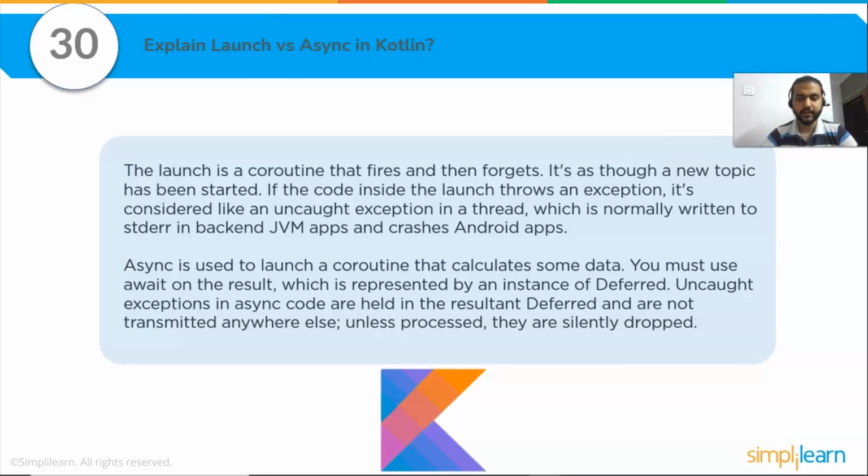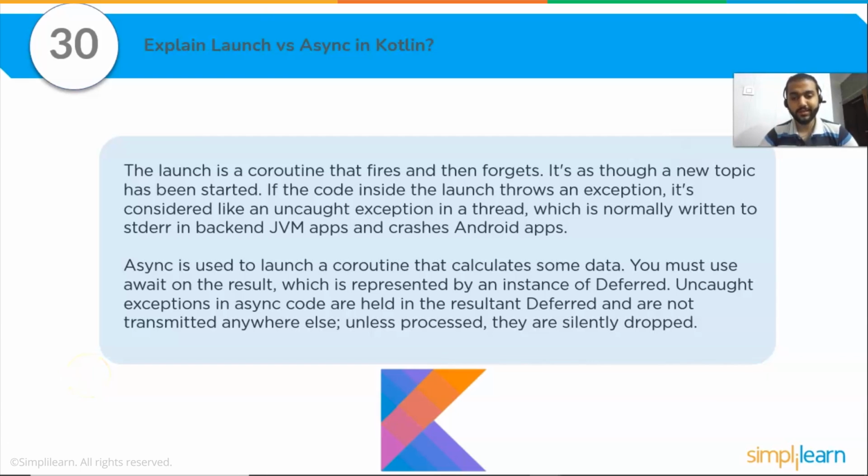Now on the other hand, async. Async is used to launch a coroutine that calculates some data. You must use await on the result, which is represented by an instance of Deferred. Uncaught exceptions in async code are held in the resultant Deferred and are not transmitted anywhere else. Unless processed, they are silently dropped.